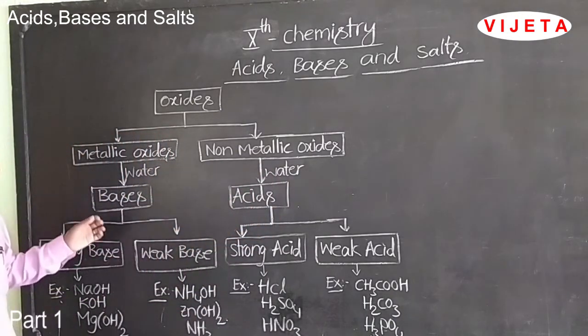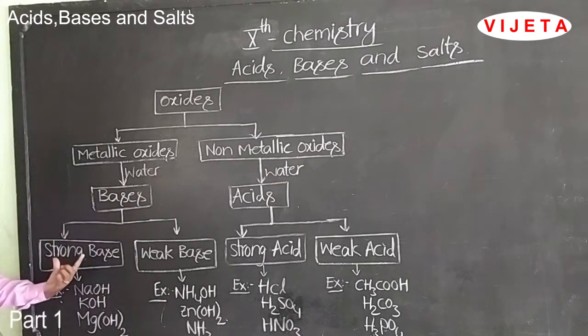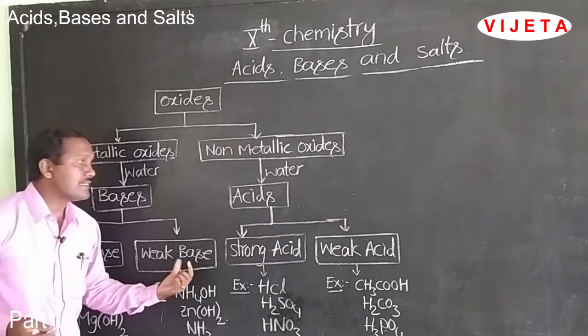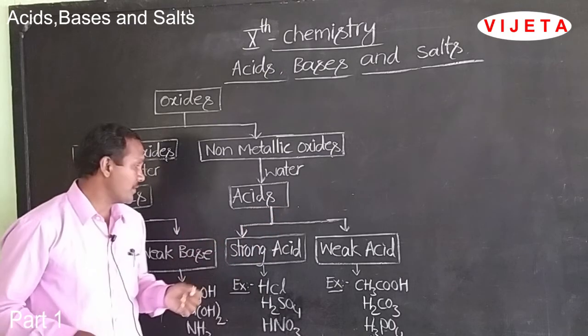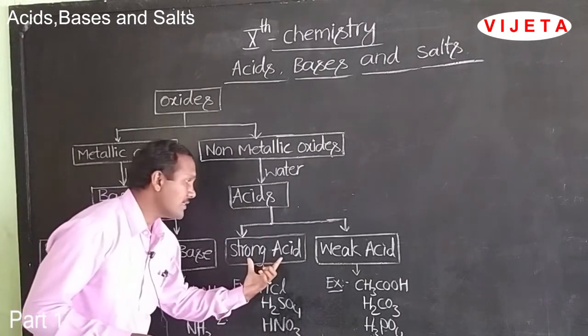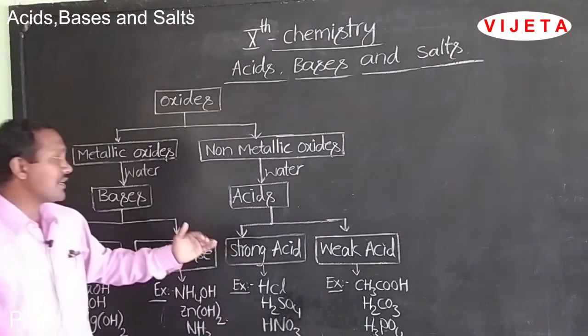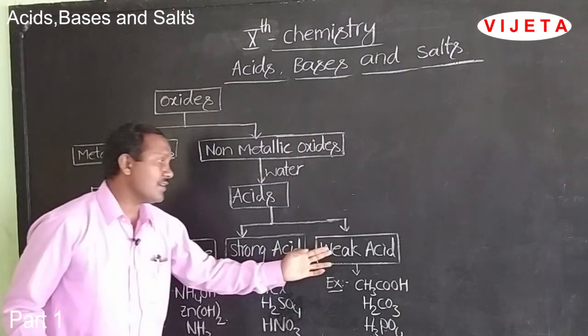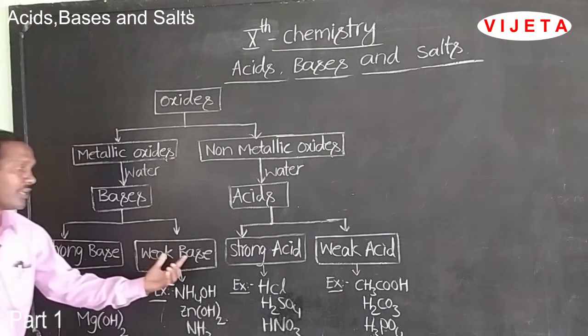Here the bases are classified into two types: strong base and weak base. In the same way, acids are also classified into two types: strong acid and weak acid. Now some examples of strong acid, weak acid, strong base and weak base.